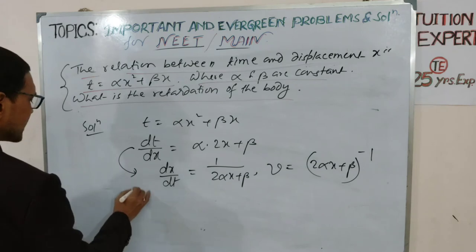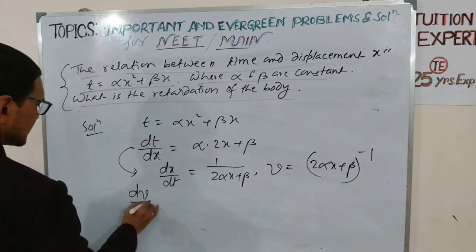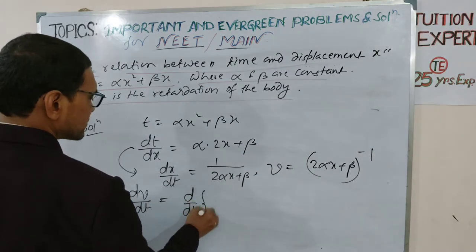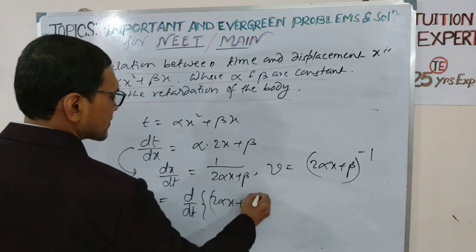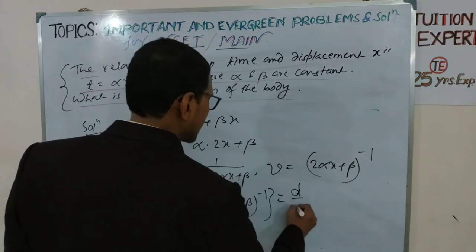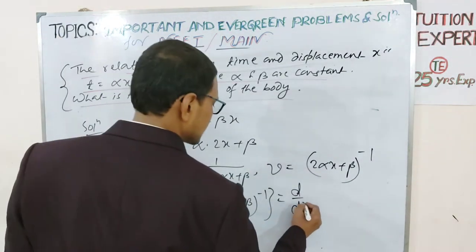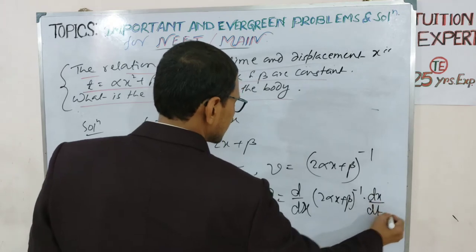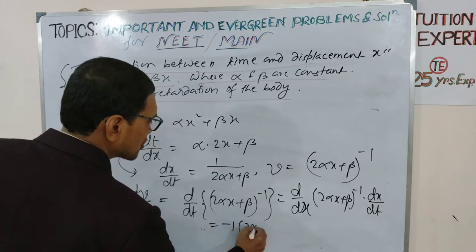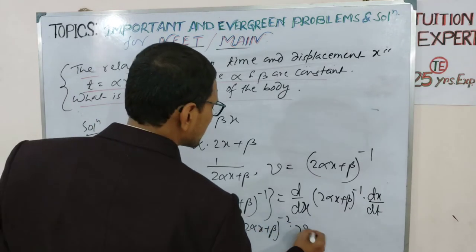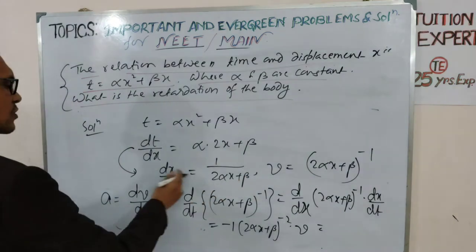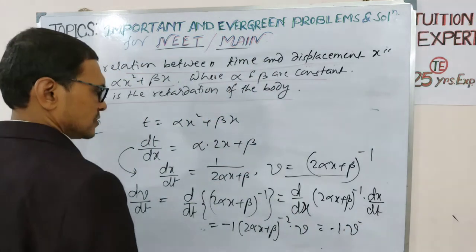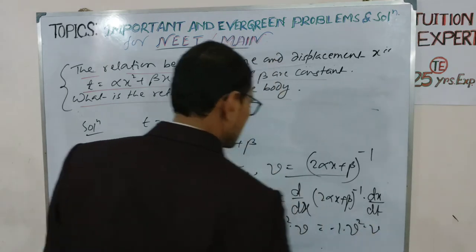Now, velocity equals this. So now find acceleration. Acceleration equals dv/dt, that is d/dt of v. We write d/dx of v into dx/dt. So this equals minus 1 into (2 alpha x plus beta) to the minus 2, times dx/dt, which equals v. So this is minus 1 times v to the power minus 2, times v.